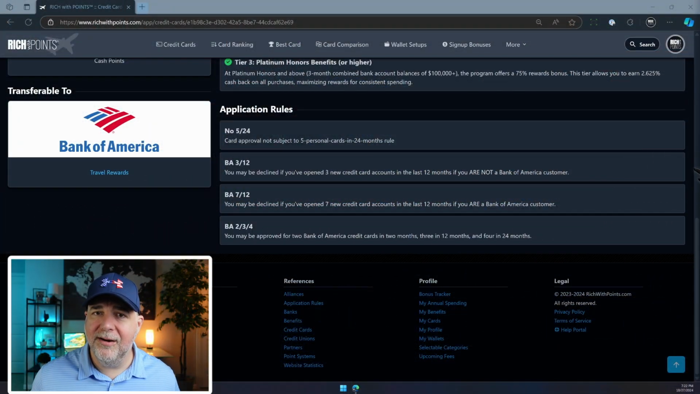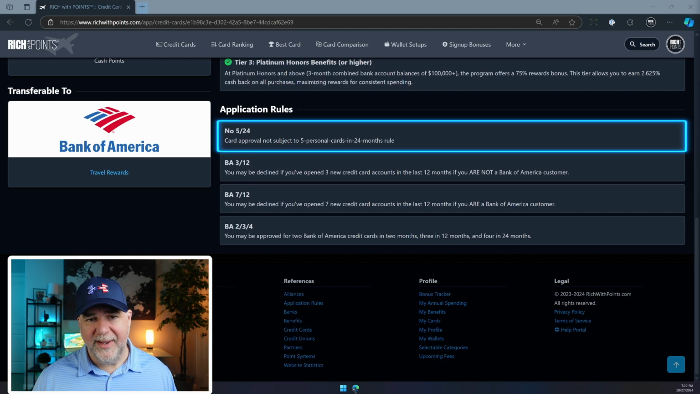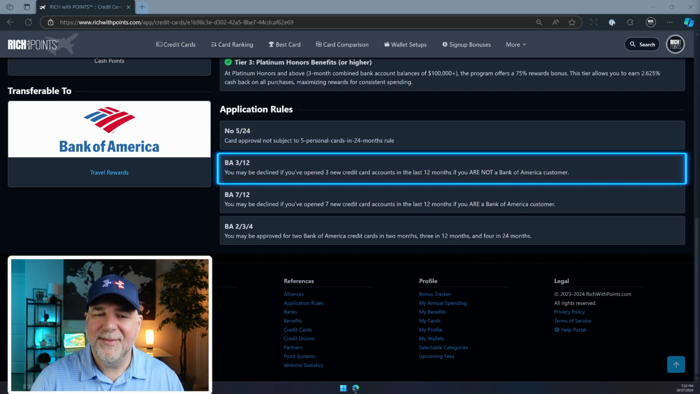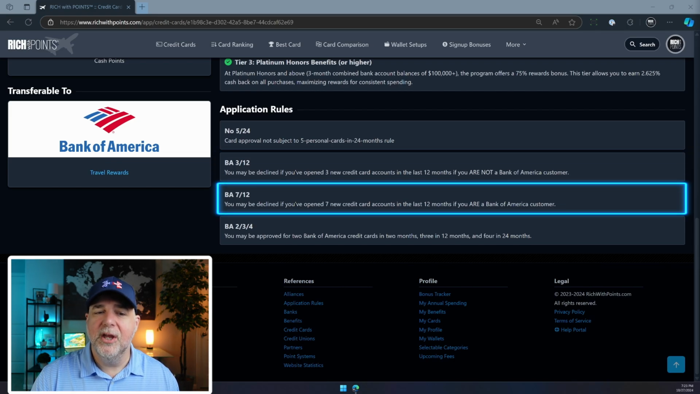So I'm not aware of any 5/24 rule for Bank of America. Use my words carefully. There seems to be a Bank of America 3/12 where you may be declined if you've opened 3 new credit card accounts in the last 12 months if you are not a Bank of America customer. They value you being a customer to get their cards. There's a BofA 7/12. You may be declined if you've opened 7 new credit card accounts in the last 12 months if you are a Bank of America customer.